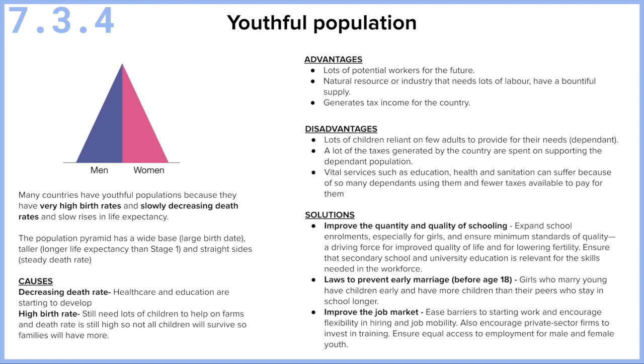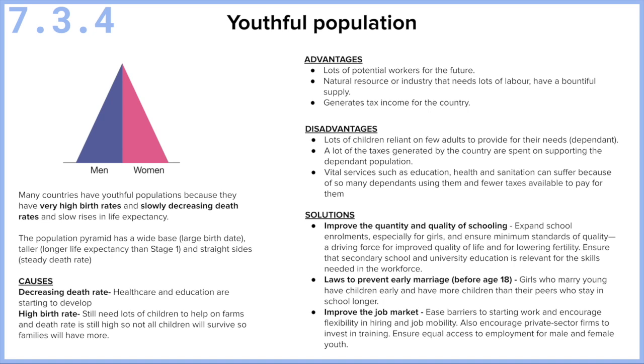A lot of the taxes generated by that country need to be spent on this dependent population, so they'll have to spend that money on healthcare, they'll have to spend that money on education of these children. And vital services such as health, education and sanitation can suffer because we've got so many dependents using them, and not as much tax is available because it's all being spent on other things, because they've got such a youthful population.